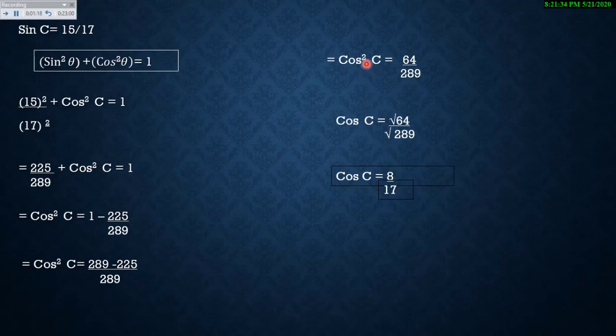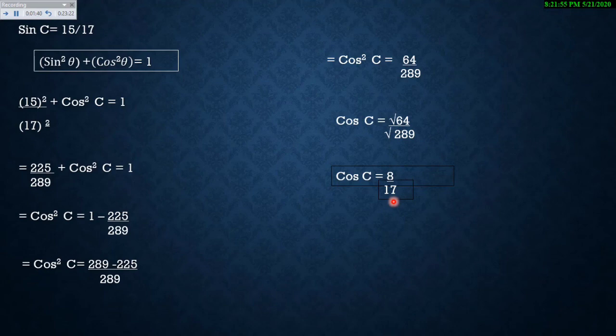Cos C equals to, this square becomes root here and it applies to numerator and denominator, that is root 64 by root 289. So what we get here, cos C equals to 8 by 17. Root over 64 is 8 and root over 289 is 17.